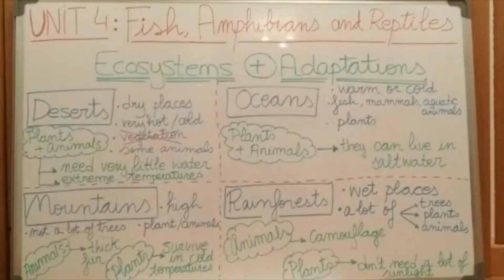And now let's finish our unit talking about ecosystems and the different adaptations that living organisms, animals, people can have. Okay? So, first of all, what is an ecosystem? If we want to talk about an ecosystem, you have to know that an ecosystem is all the living organisms and non-living organisms that interact, that live with each other in one place.